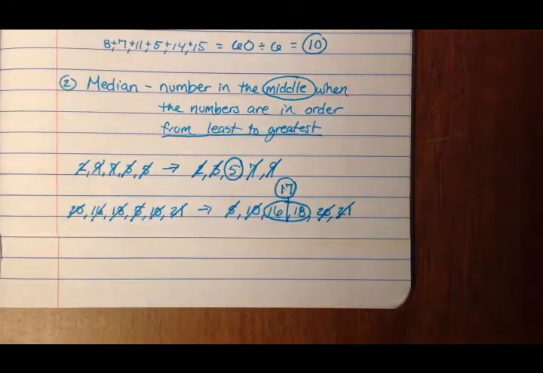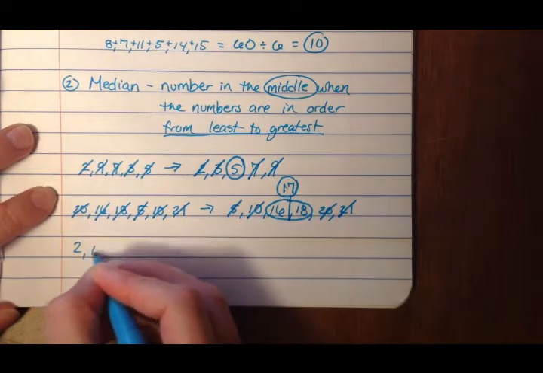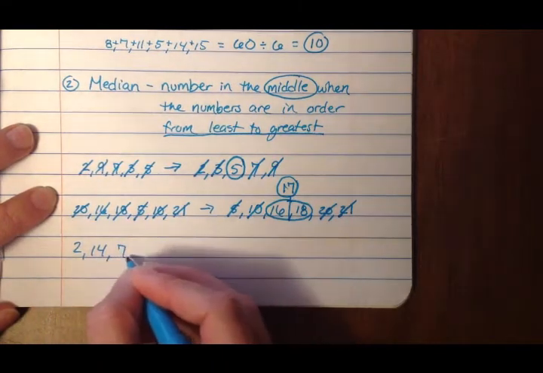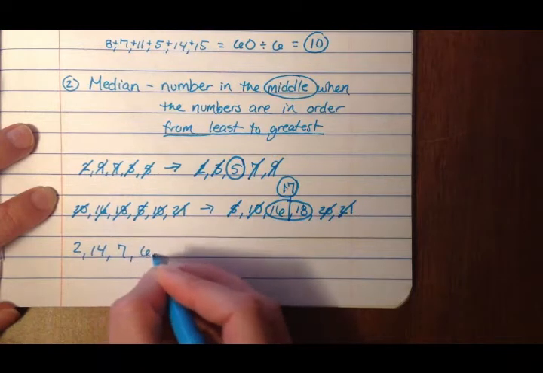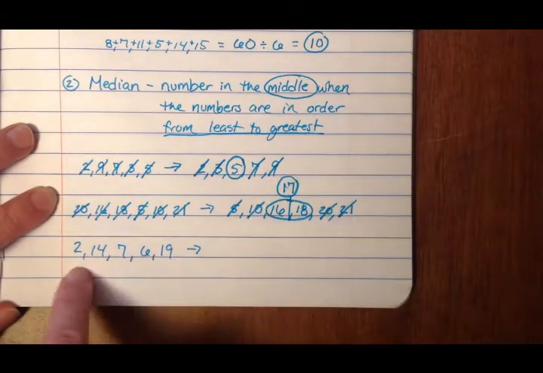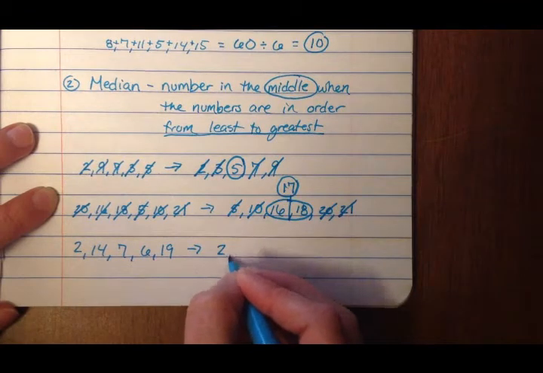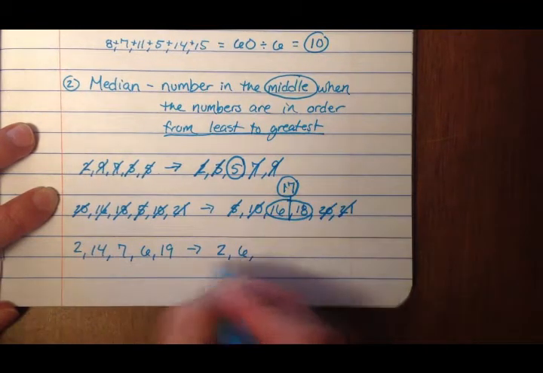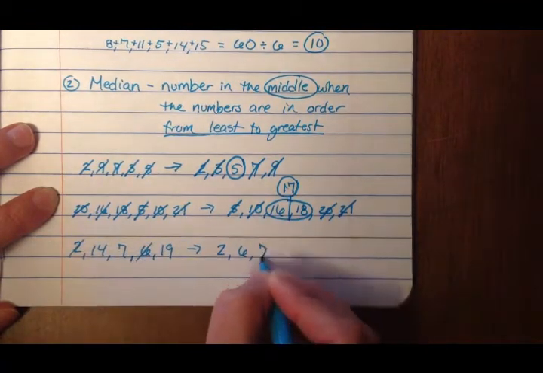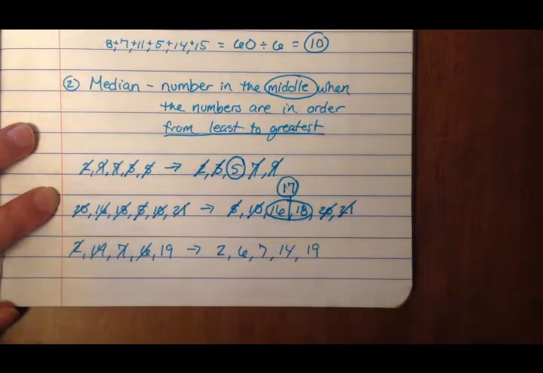So let's do another set of data, just to make sure we get this idea of median. Let's say the data set is 2, 14, 7, 6, 19. And we want to find the median. Again, remember the first goal is to get the numbers in order. Of course 2 is the least number. The next is going to be 6, and then 7, and then 14, and then 19.